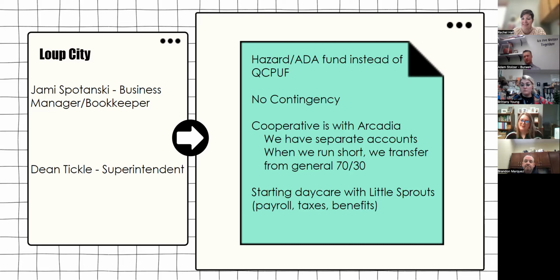All of those things, just making sure that we have that cooperative agreement in place ahead of time so that we're not running into things in the moment. And I think I have one more.